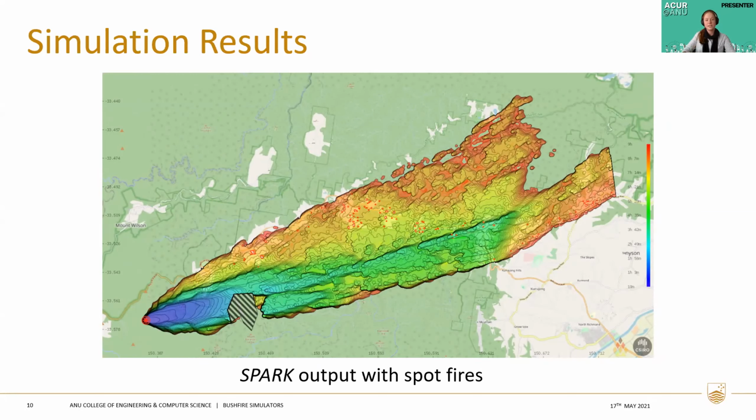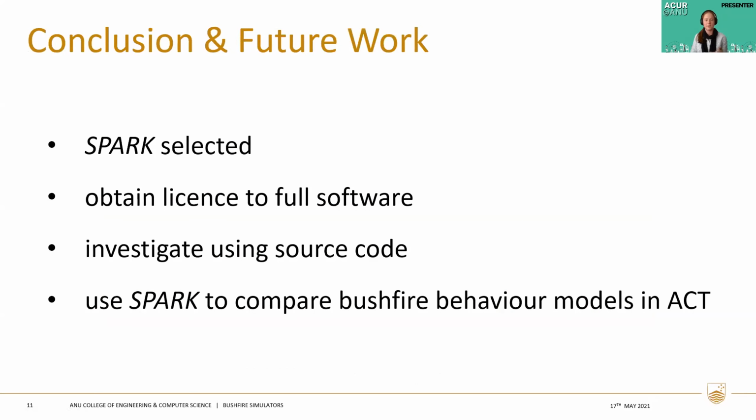And so these 2 examples and the rest of the outputs demonstrated how the simulator could be run and the different components that could be defined by the user. So, fire simulators. This then informed the selection of the bushfire simulators, in which Spark was selected as the best simulator to use in the ACT. And finally, we demonstrated how the software was run in order to predict the spread of fire.